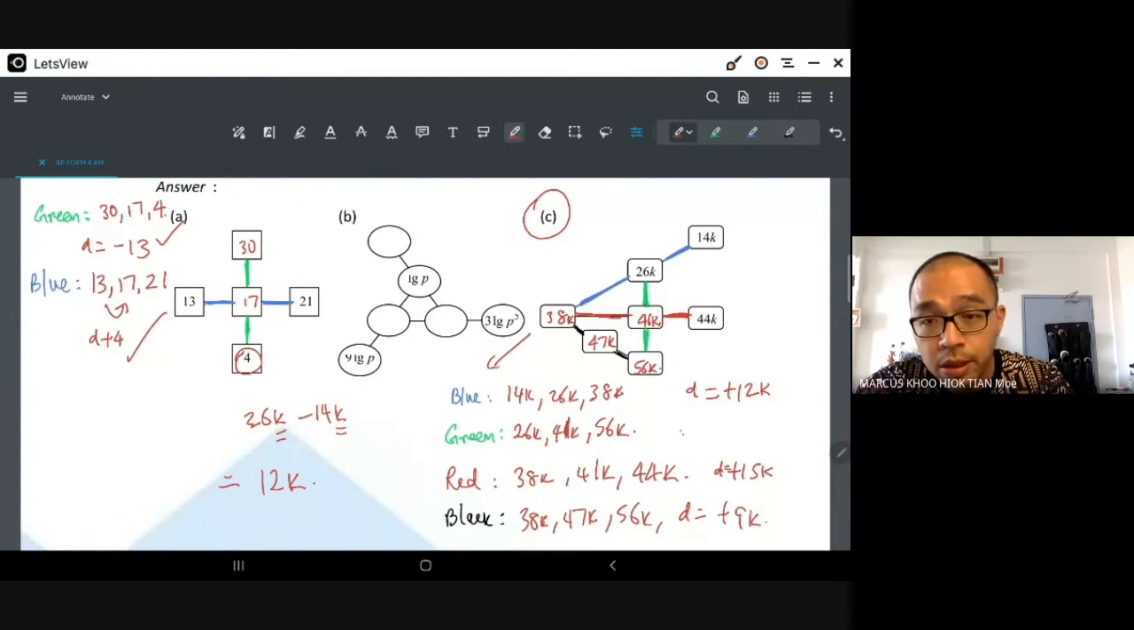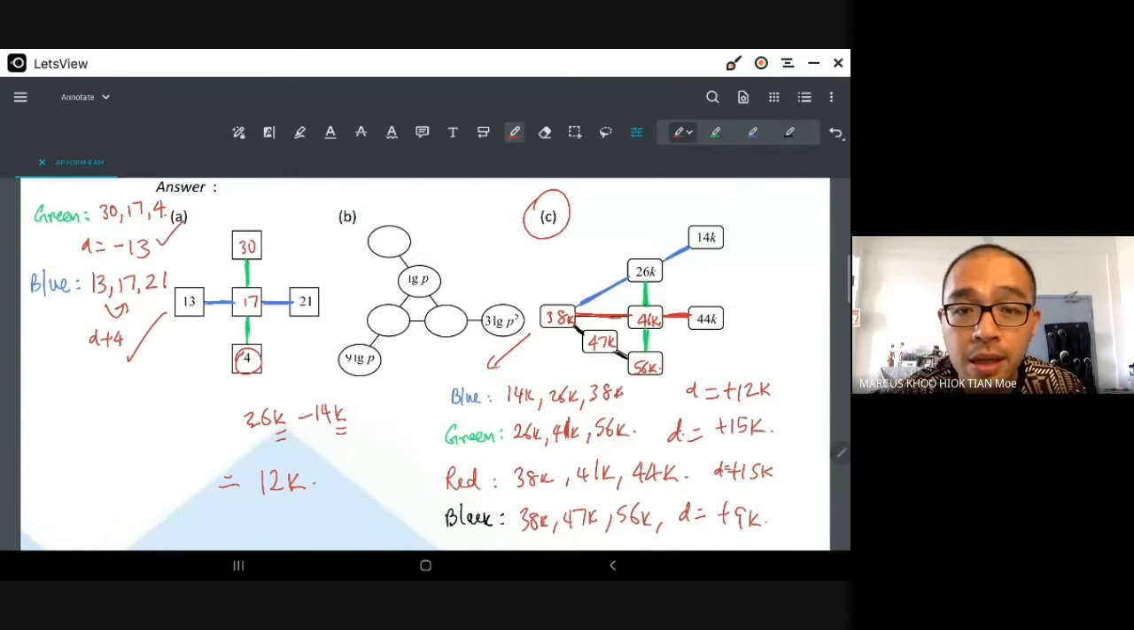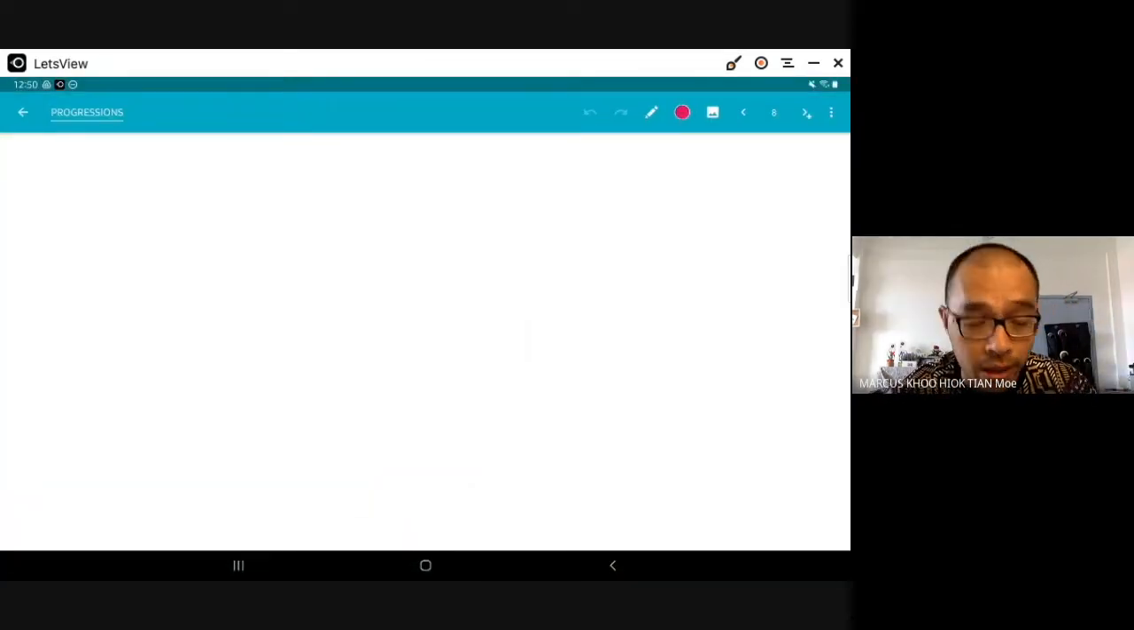What is the D for the green, please? Yeah, plus 15K. Alright, now that we have settled this, we are going to talk about the two formulas that have to do with arithmetic progression.